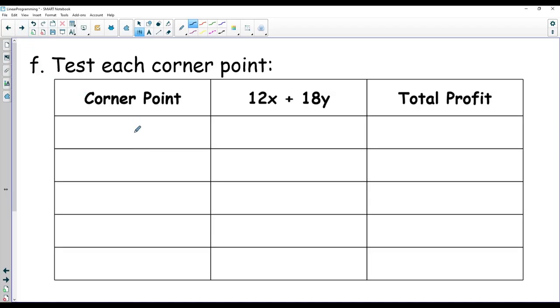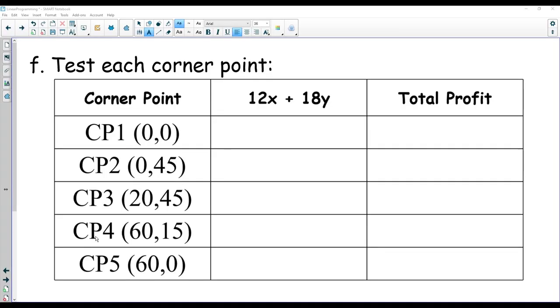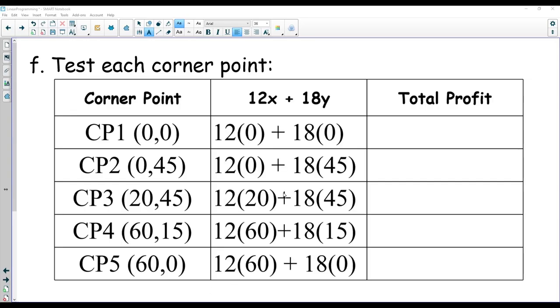Now, setting up a table of values is the best way to organize yourself. So now I have all my corner points in here from 1 to 5. What I'm going to do now is plug my corner points into the expression for my profit. So now I've plugged in all my corner points to my profit expression. Now I'm going to evaluate each of these and determine which one gives me the maximum profit.